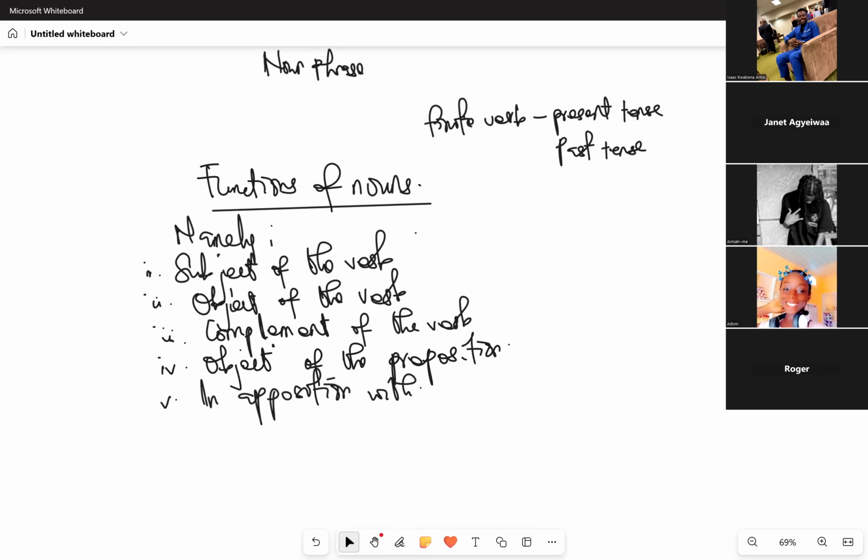Can we continue? Yes, sir, please, you can continue. All right. So right now we have to understand these functions. To understand this better, we have to look at positions of nouns in sentences. Okay, that will help us to get the functions better. So let's start with subject of the verb.